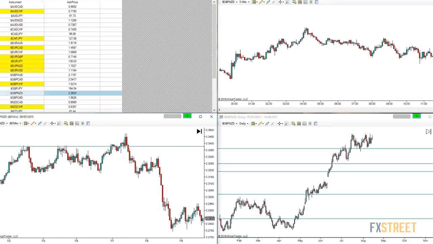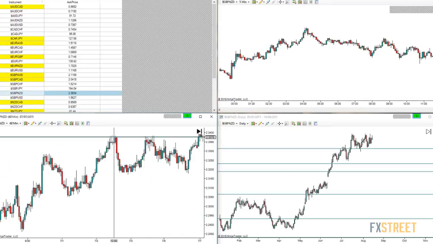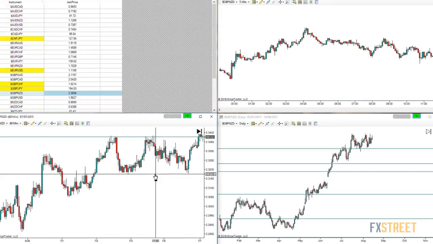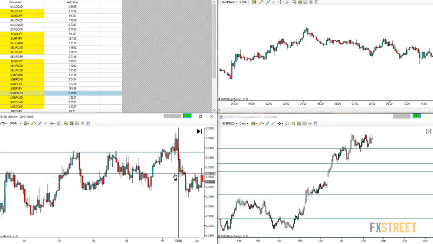So this is that same level there. Market comes up to it. You wouldn't possibly see this on the daily, but on the hour, you can see that the market comes up to this level. That's an opportunity to sell. This is another opportunity to sell. You probably would have been stopped out on that one, but c'est la vie.